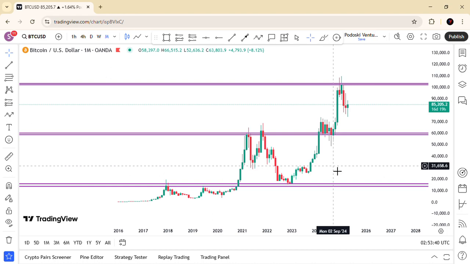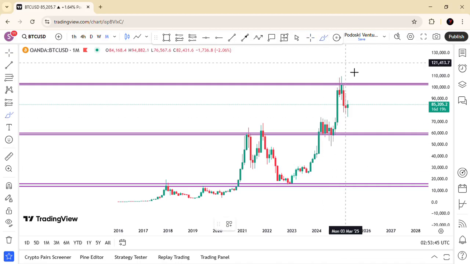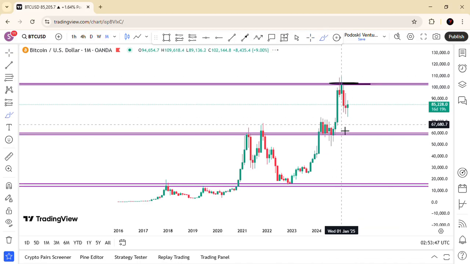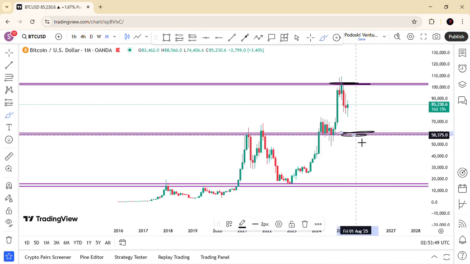BTCUSD. So on BTCUSD, I have my monthly upper zone, my monthly midway zone, and my monthly lower zone.